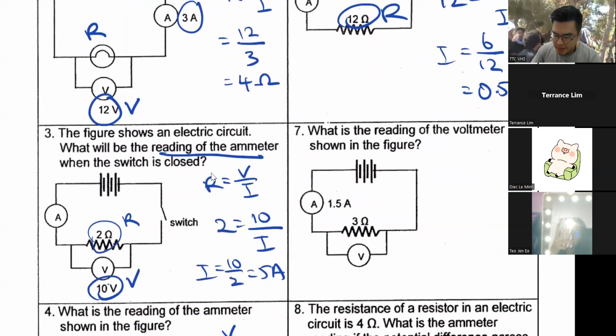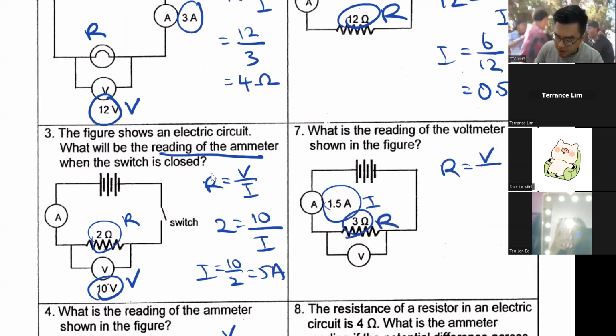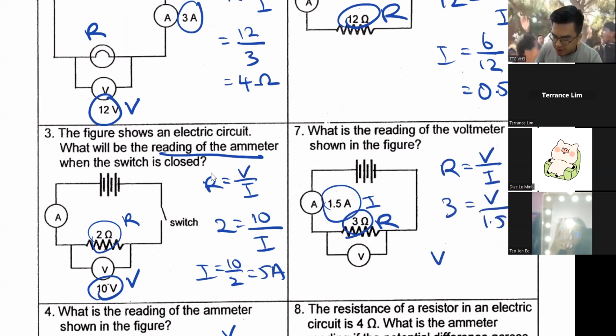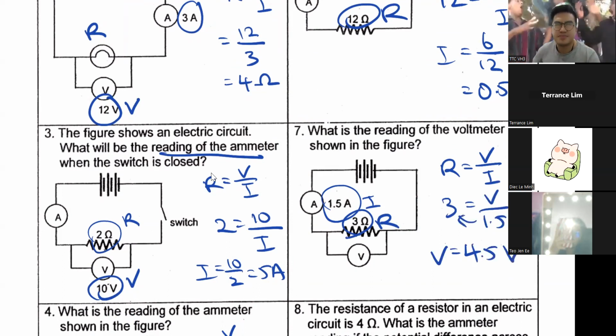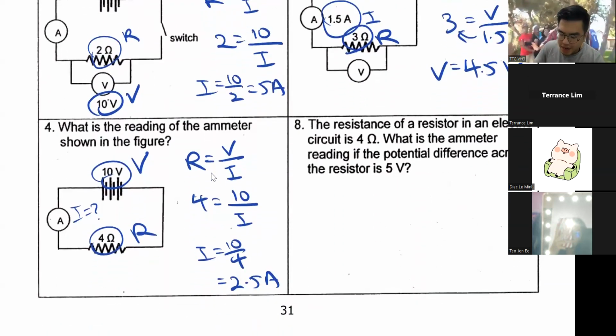Okay, so next, what is the reading of the voltmeter shown in the figure? So this is your I current, this is your R resistance, R equals to V over I, 3 equals to V over 1.5, V equals to 4.5, because it's times V. Okay, I'm just speeding this through. You understand? Basic maths.